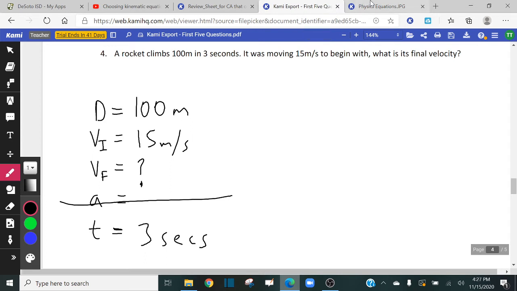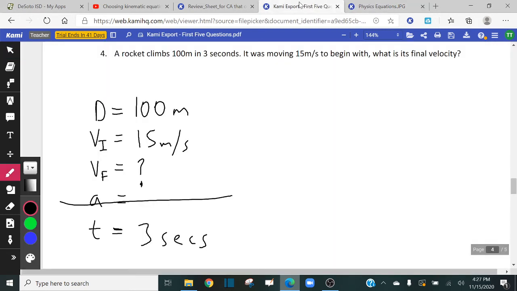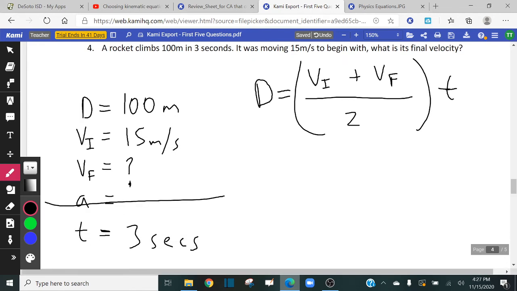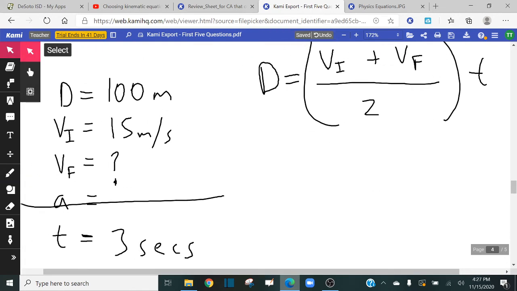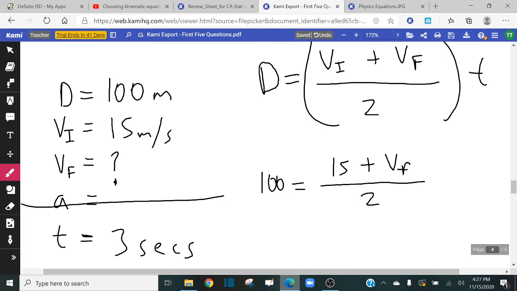And what are we trying to find? We're trying to find the final velocity. So I'm going to write out this equation here in blue. Displacement is equal to initial velocity plus final velocity divided by 2, all of that multiplied by time. Let us just plug everything in and go through the algebra. The displacement is 100. The initial velocity is 15, plus the final velocity, that's what we're trying to find, divided by 2. And of course, all of that multiplied by 3 seconds, which is our time.